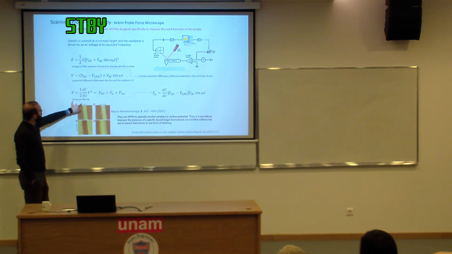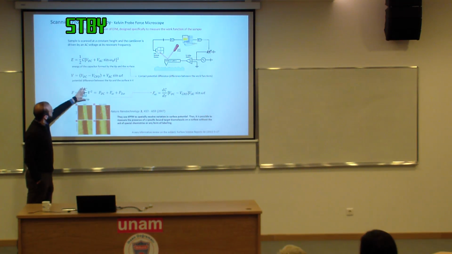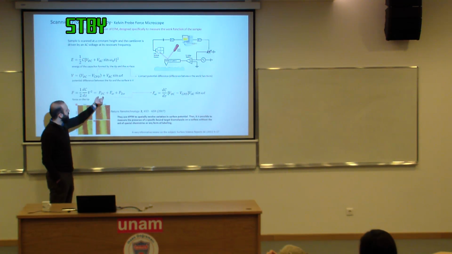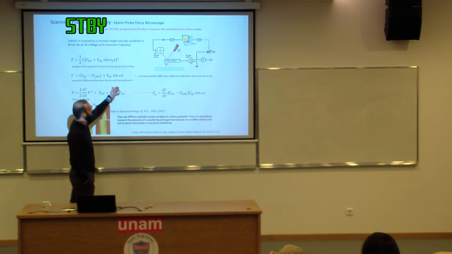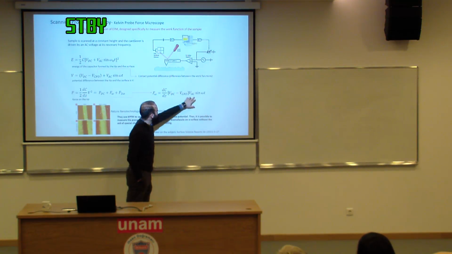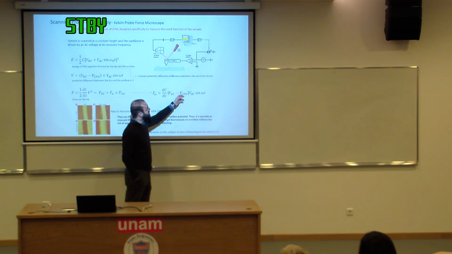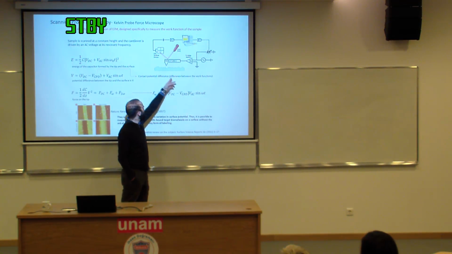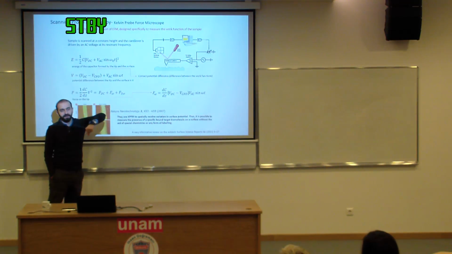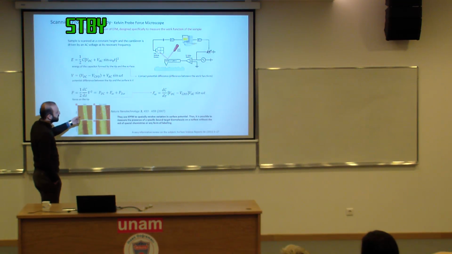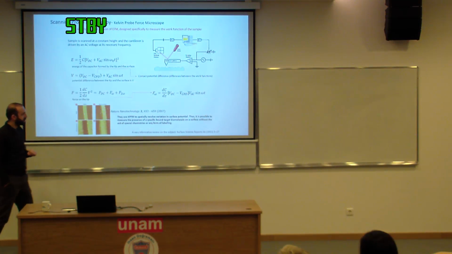And from here, you can extract the force acting on the tip. There will be a DC component, there will be a frequency component, and there will be second harmonics of that frequency. By using this expression and this expression, you can extract the CPD, contact potential difference. Now, you know the work function of your cantilever, and from that information you can extract the surface potential of the surface.